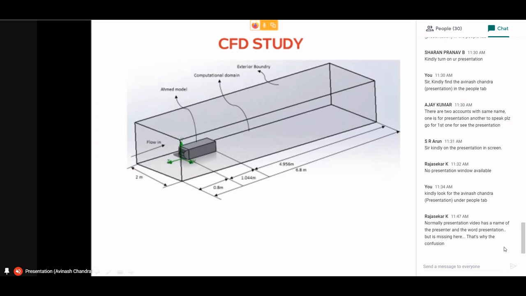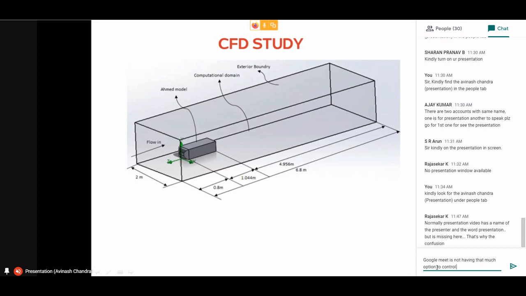pictures from the internet. So the flow is coming from this direction, and if you see, there is 2 meter this way, and in the front you see 0.8 meter. Vehicle dimension is 1.044 meter, and the back side you see there is a huge distance, because the flow separation or the post-body flow has more effect. It will be for a long distance, it will have a lot of effect. So this is how a computational domain is defined.